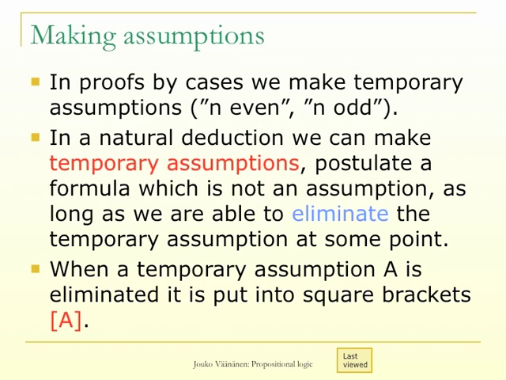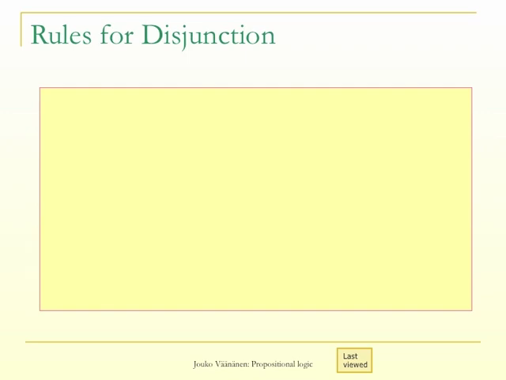It is important to learn to distinguish assumptions and temporary assumptions from each other. Temporary assumptions arise typically when we know a disjunction and we want to make some conclusion. Then we temporarily assume first one disjunct and then the second to see what happens. In the above proof that n squared plus 7n is even, we knew that n itself is even or odd, but we did not know which. So we assume first that n is even and then that n is odd.